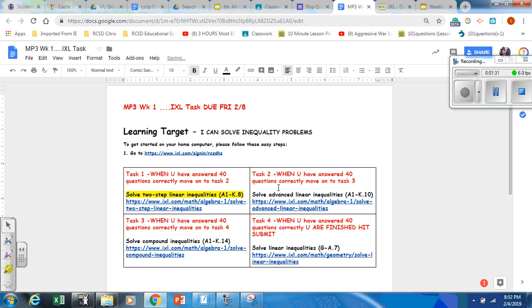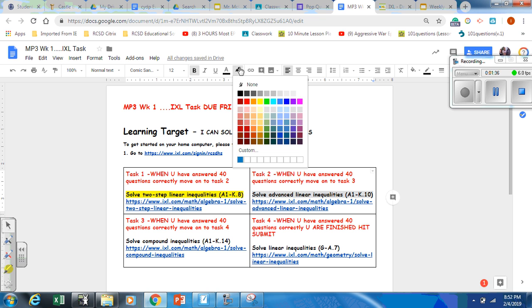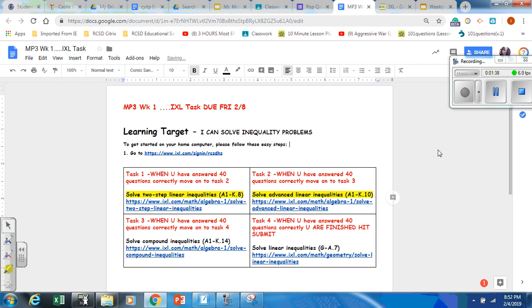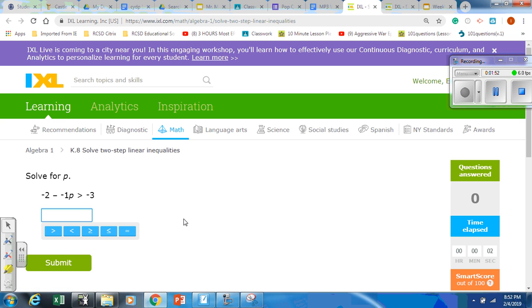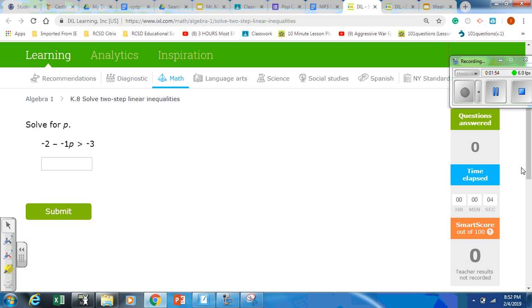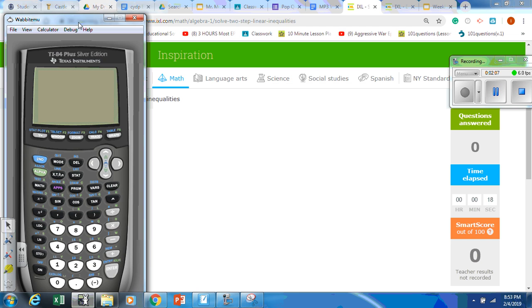All right, solve for P. -2 minus -P is greater than -3. Well, the first thing we want to do is get our graphing calculator. Let's reset it. Second plus 712. All right, the calculator is now reset. Now, let's put this equation in our Y editor.